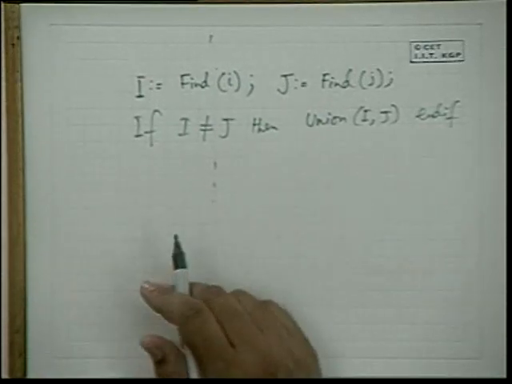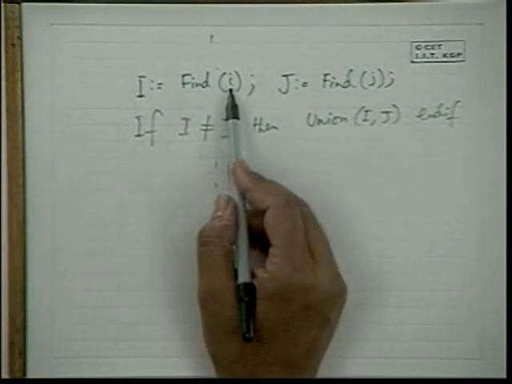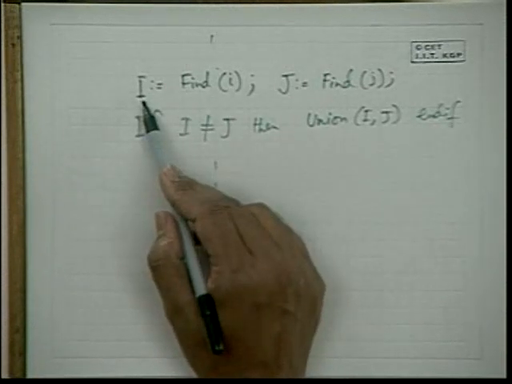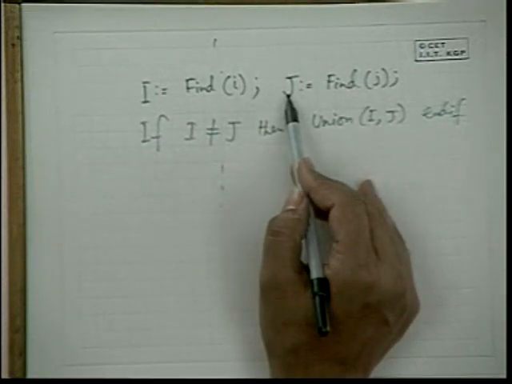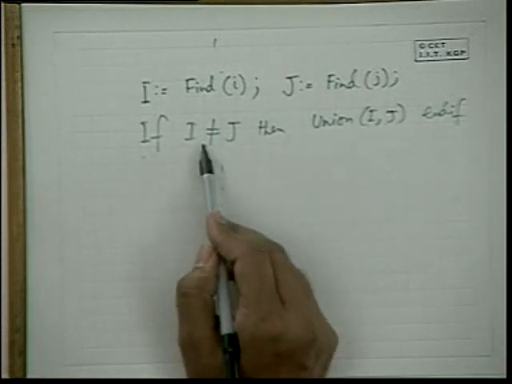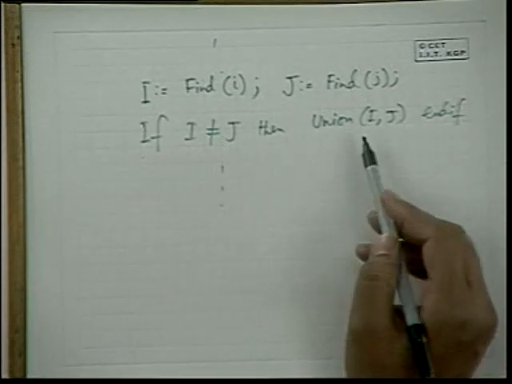Like in Kruskal's also we did the same thing. First we found out which set one vertex i belongs to, and which set another vertex j belongs to. Then we check whether these two sets are equal. If not, only then you introduce the edge between these two vertices and union those two sets I and J into a single one. You merge the two trees into a single tree. So that was the operation. This is a very typical operation, and we will see how to support these two operations efficiently.